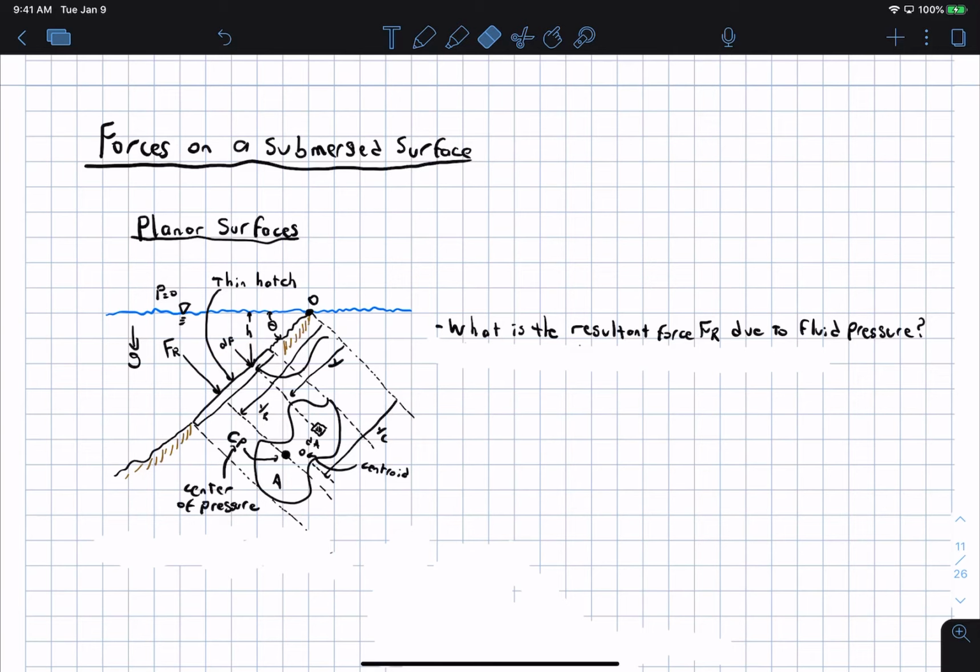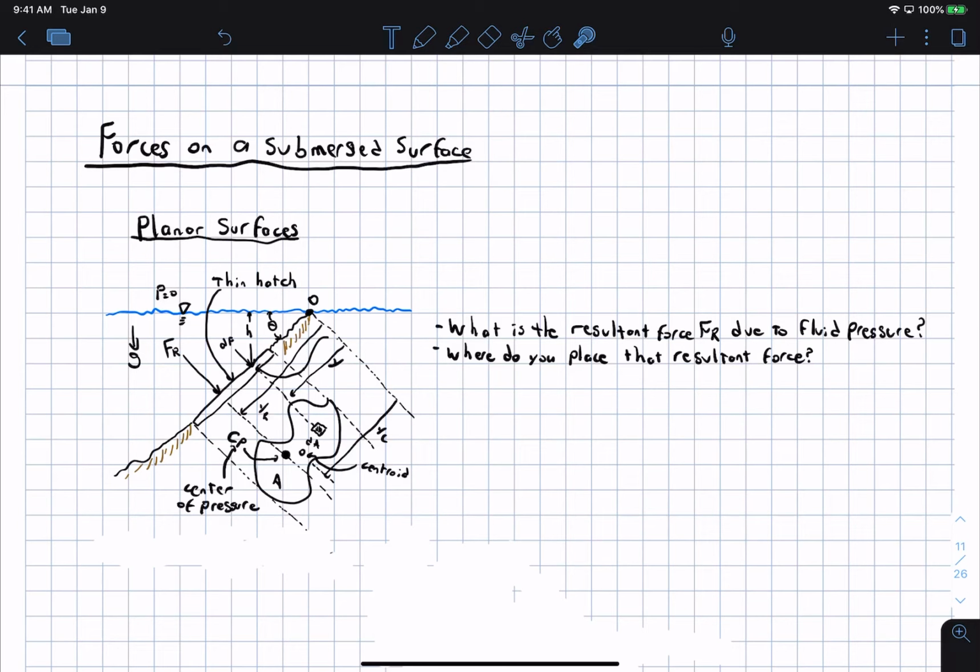And a lot of times you care about the moment that pressure is producing on this object. And the reason there's a moment that is produced is because the pressure is higher on the bottom of the surface than on the top. And so there's going to be more force pushing over here than there is over here. And so there's going to be a net moment. And so then where do you put this resultant force to produce that exact same moment?